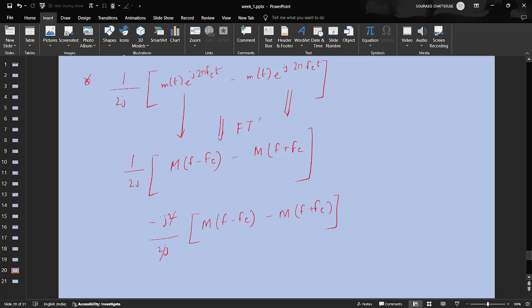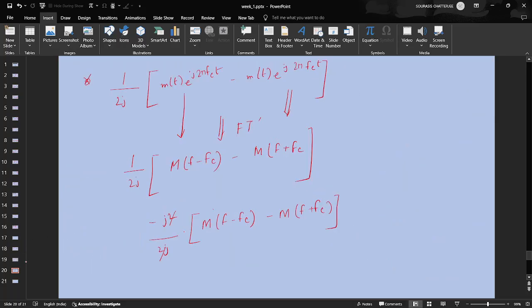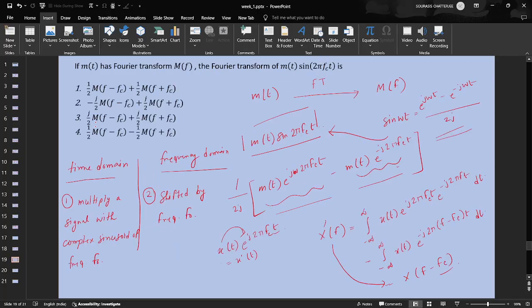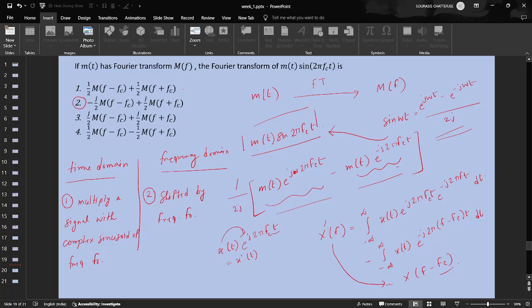The coefficient is minus j by 2, and it should be negative for f minus fc. So minus j by 2 M(f minus fc). Okay, now this one is the correct answer, right? And M(f plus fc) should have a plus, so plus fc. Yeah, this one is the correct answer here.